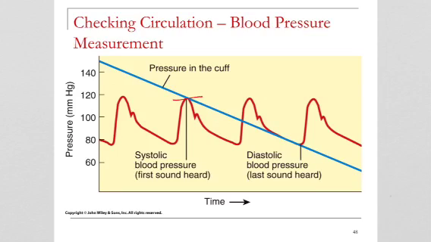This is your systolic, and that's your diastolic. And this is the pressure. The blue line is the pressure in the cuff. So the first sound you hear is at this place, and the second sound you hear is at this place.